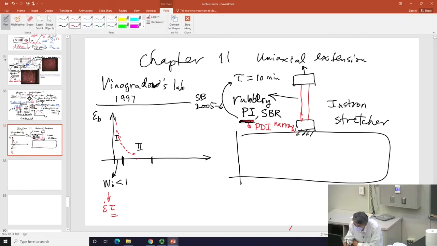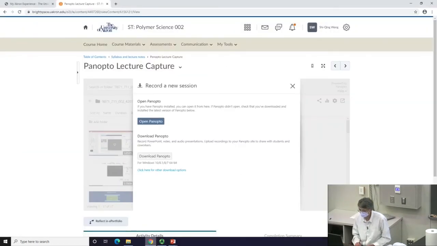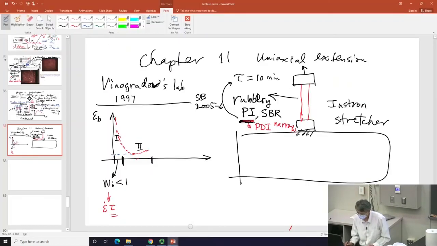So there is a region where it tends to break quite early. How early? I'm not giving you a number here. As early as Hencky strain equals 1. Hencky strain equals 1 is lambda equals 2.7.